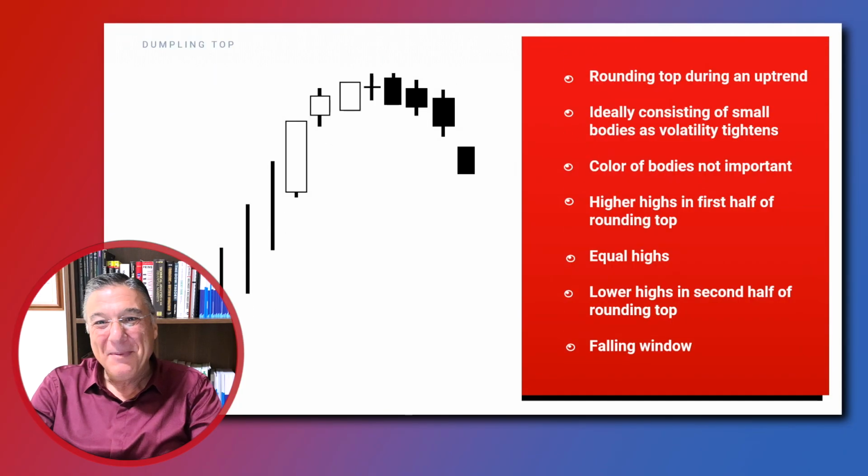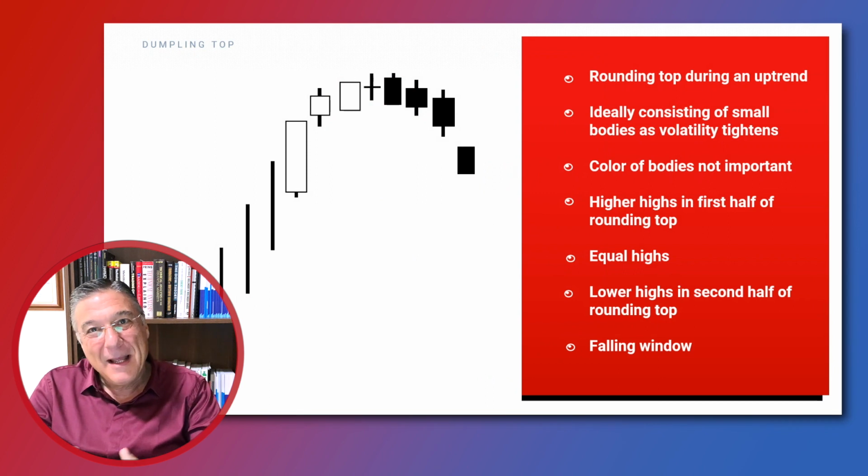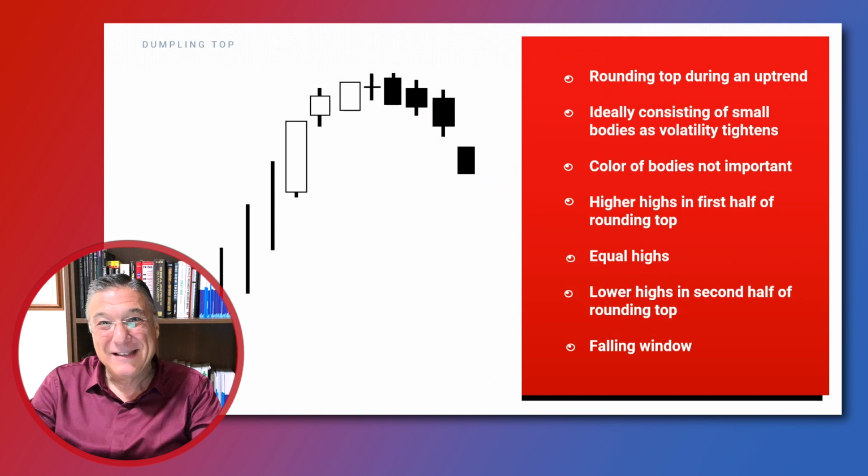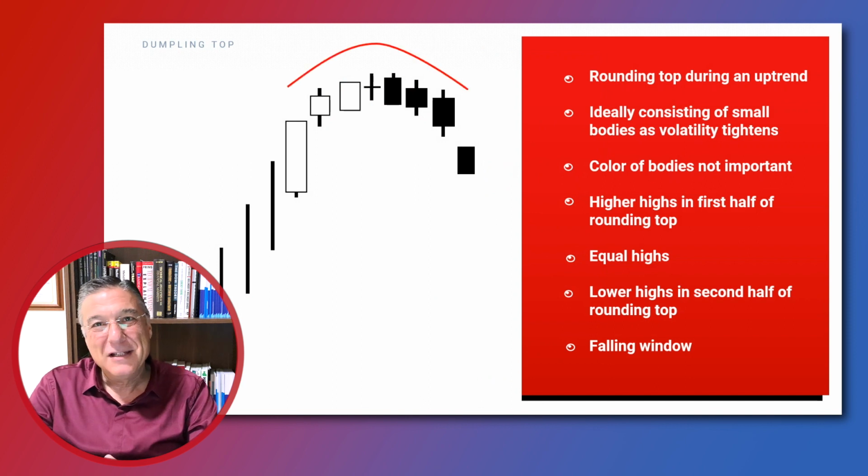Hello traders, and welcome to another educational video titled The Dumpling Top. Well, the dumpling top is not the most common reversal pattern, but it comes with another name, the Western name, which is perhaps more known as the rounding top. Well, it looks like that, and it consists of many small candlesticks of either color.